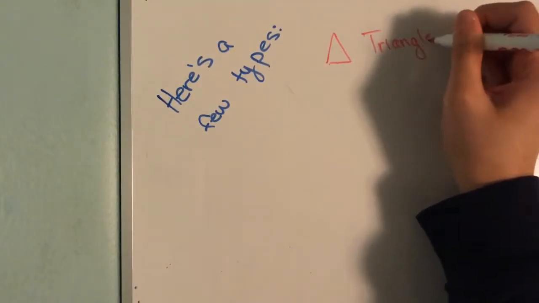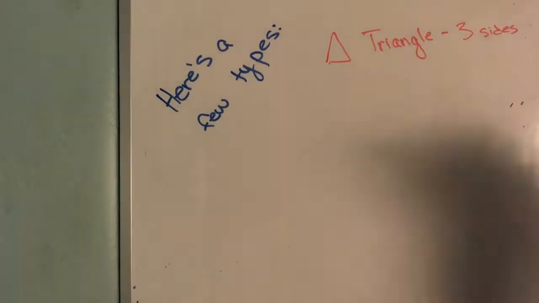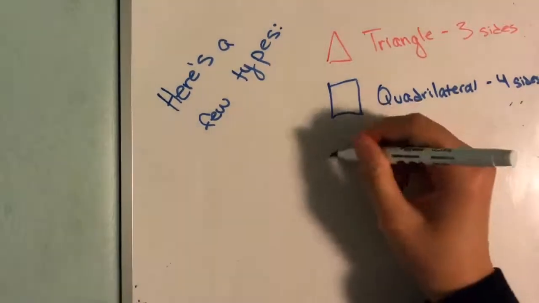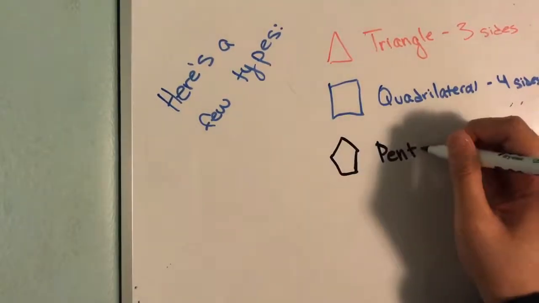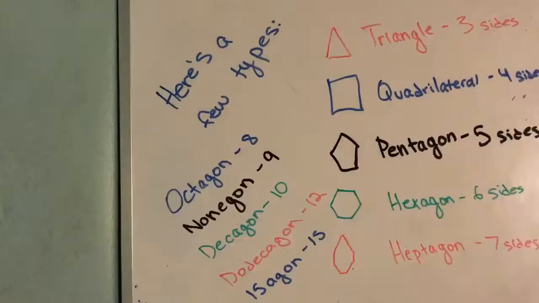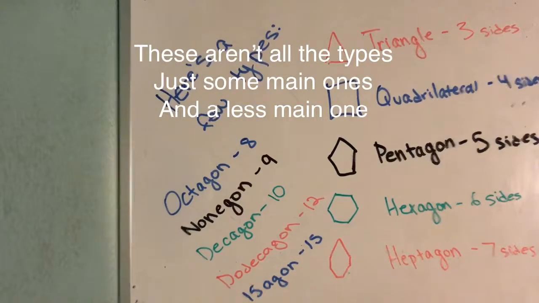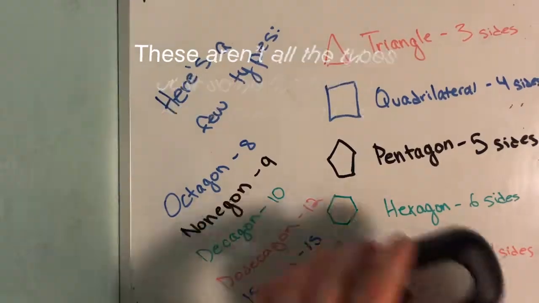Here's a few types. A triangle, which has 3 sides. A quadrilateral, which has 4 sides. And a pentagon, which has 5 sides. We also have the hexagon, heptagon, octagon, nonagon, decagon, dodecagon, and 15-gon.